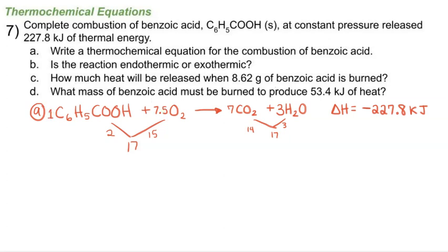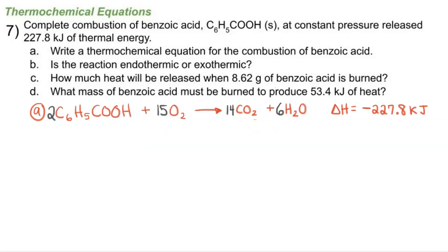So my 1 here, if I double that, it becomes a 2. If I double my 7.5, that becomes a 15. If I double 7, that becomes a 14. And if I double my 3, that becomes a 6. And so now I have a nicely balanced equation with my delta H value here. I'll erase the rest of this stuff to get it out of our way so we have room for the rest of the problem.